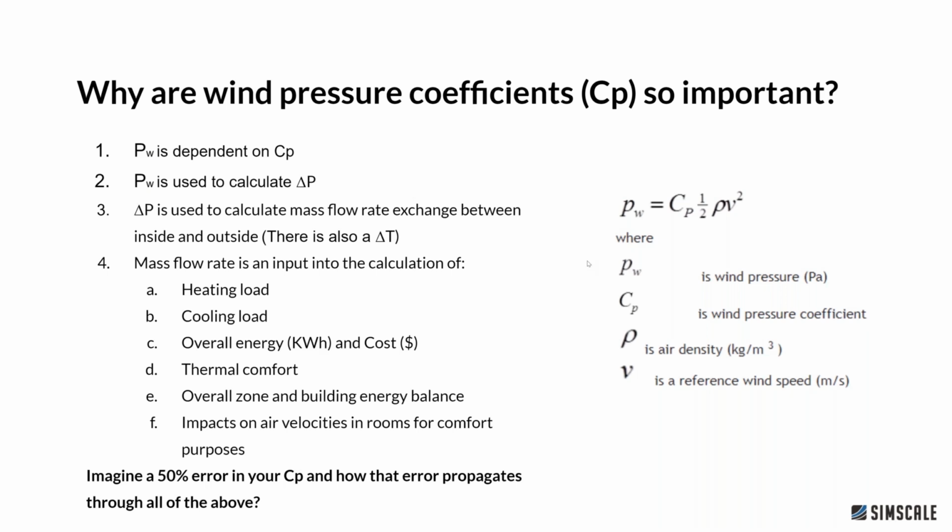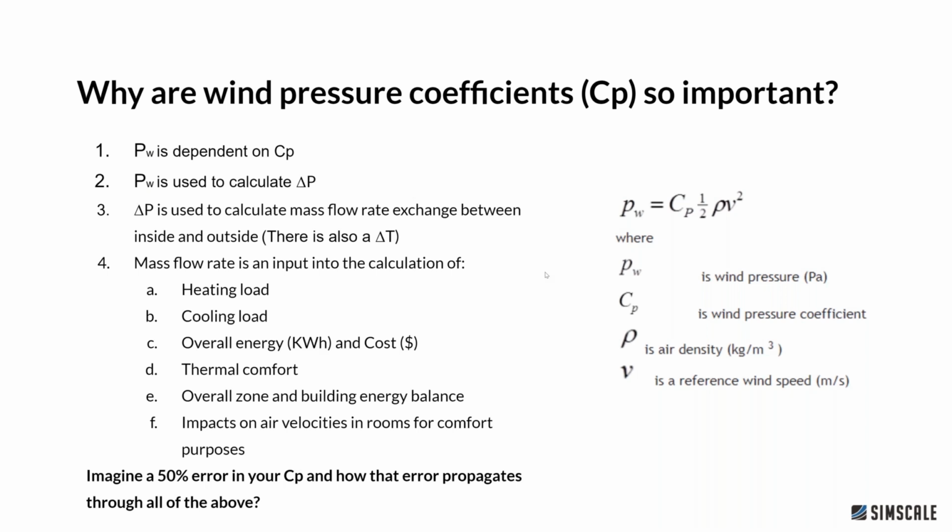If you're trying to keep your inside temperature to a certain thermal comfort band, really a lot of what's driving that natural ventilation and ventilation flow is the external environment, right? And we don't really consider this. Why? Because we cannot consider this in thermal modeling tools, because they're not really designed to do it. They don't have that CFD capability to do it. So the overall zone and building energy balance is heavily influenced by the Cp, the wind pressure coefficients and wind pressures, okay? And this impacts air velocities in rooms for comfort purposes as well.